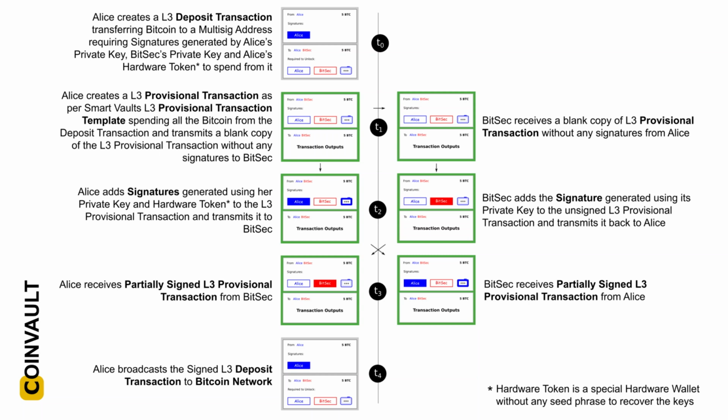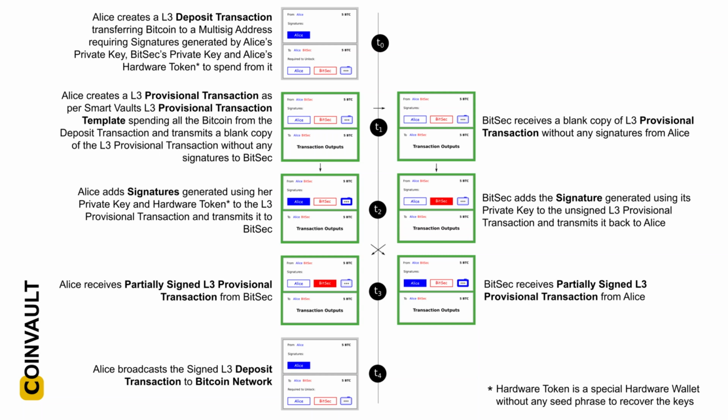Next, she creates an L3 provisional transaction using the Smart Vault's L3 provisional transaction template, spending all the funds from the L3 deposit transaction. Please note that the L3 deposit transaction is neither broadcasted nor confirmed yet, and the L3 provisional transaction is spending from an unconfirmed transaction. Alice then sends an unsigned copy of the L3 provisional transaction to BitSec.